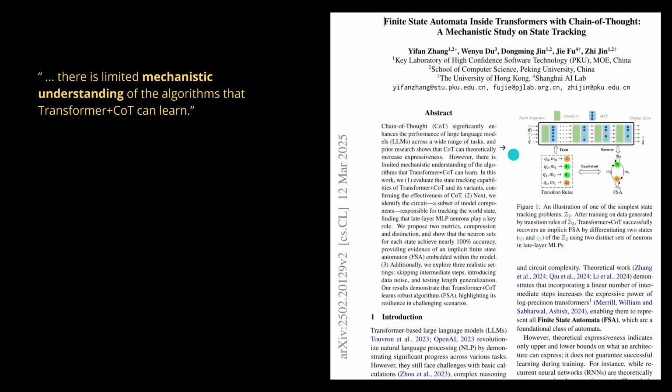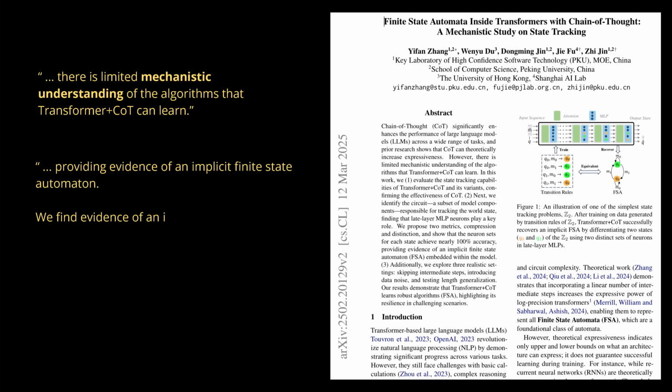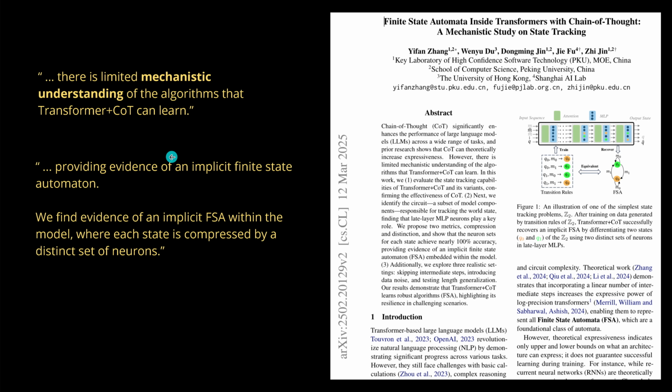So they say there's a limited mechanistic understanding of the algorithms: how does the transformer architecture, now trained on a chain of thought, learn? How is this possible? We want to understand what's happening inside the transformer. And they provide evidence of an implicit finite state automaton. They say we find evidence of an implicit FSA, a finite state automaton, within the transformer model, where each state is compressed by a distinct set of neurons.